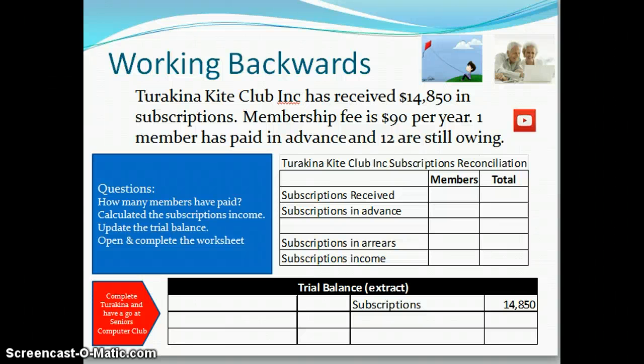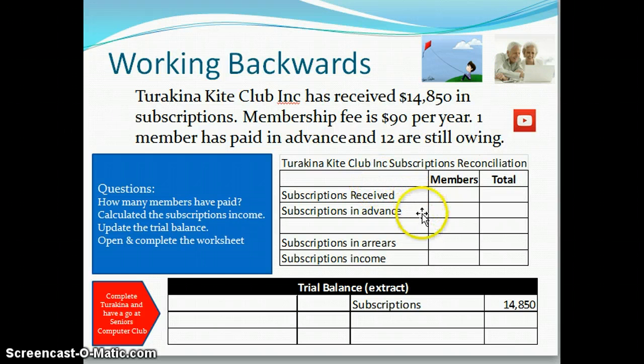This recording is working backwards, again looking at subscriptions, but this time we're going from the subscriptions received, which will be the figure in the trial balance initially, and also the figure that goes in the receipts and payments account. We're reconciling back to subscriptions. We've also got a trial balance here, which we'll work through as we go. So, Turkey Kite Club, we're going to work through first, and then you can do the Seniors Computer Club afterwards.